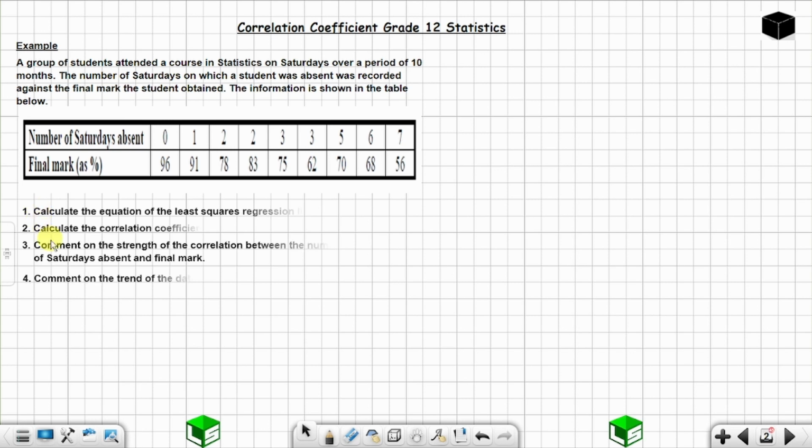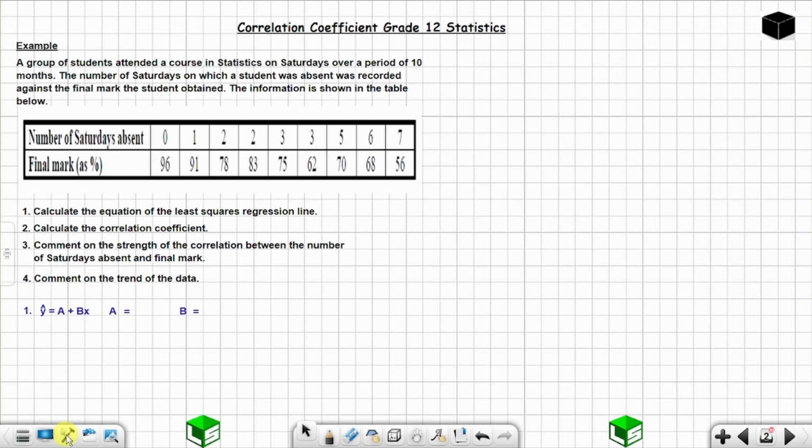Now, you have 4 questions to answer. Question 1: calculate the equation of the least squares regression line. This is the equation that you need to calculate. You are going to find A and B.